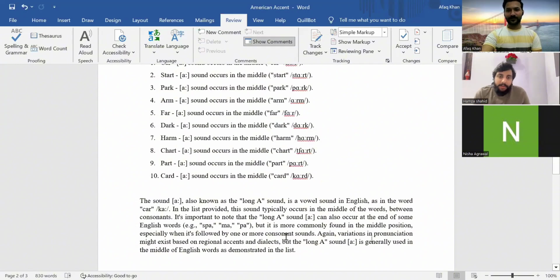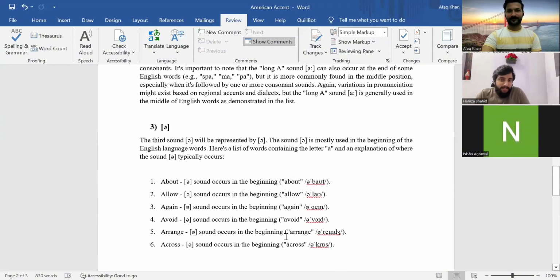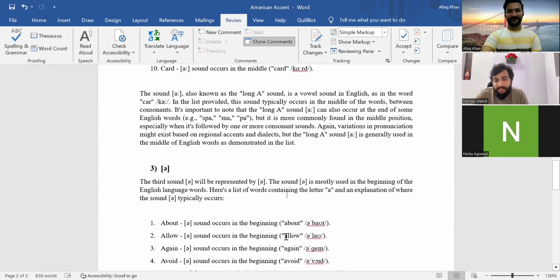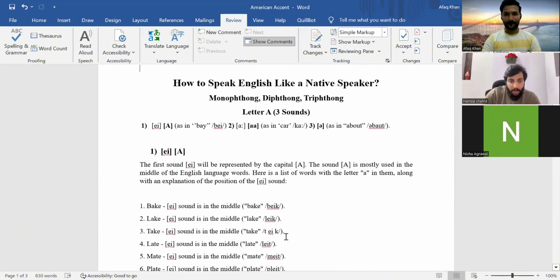So, would you like to go ahead, or is that enough for today? No, I guess today is enough, but I have some questions. Yes. The question is, in the first section, the A sound is in the middle of the word, like bake. But in the second part, like plate or spa, it's also in the middle of the words. So how can we identify which pronunciation of A a word needs?